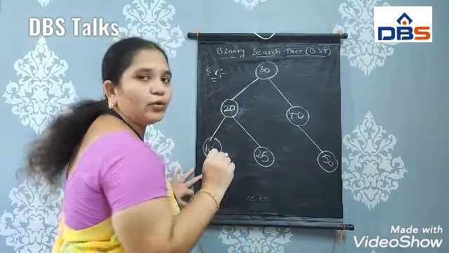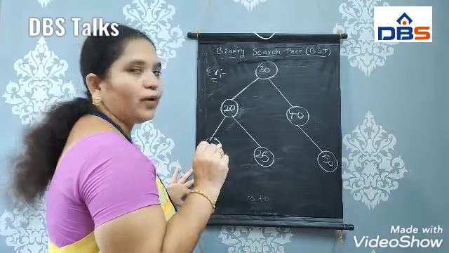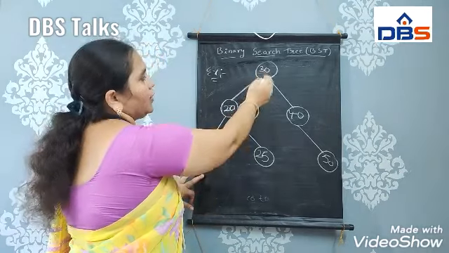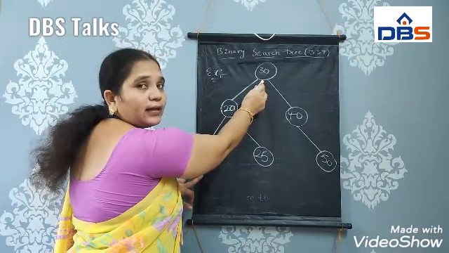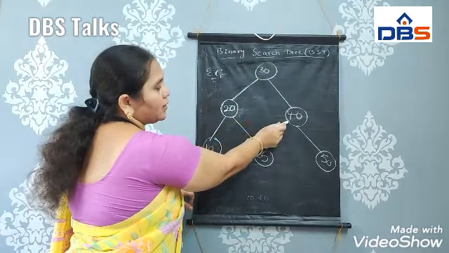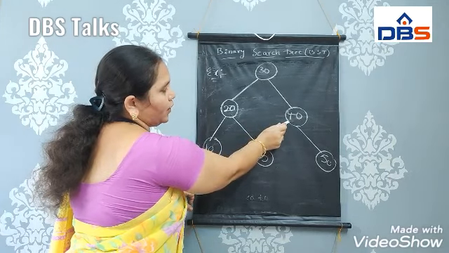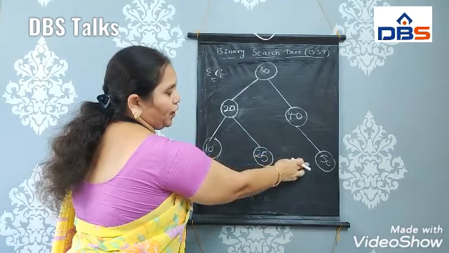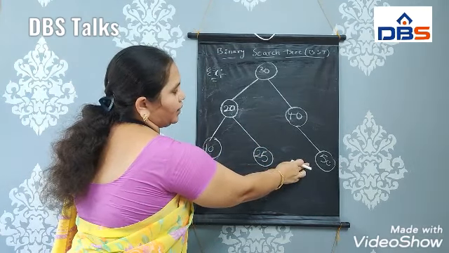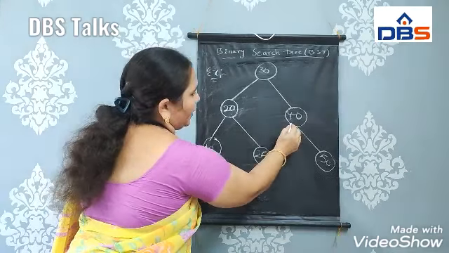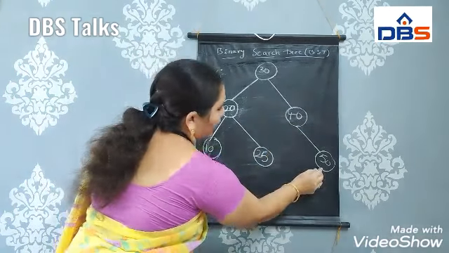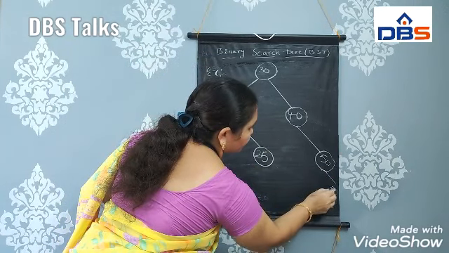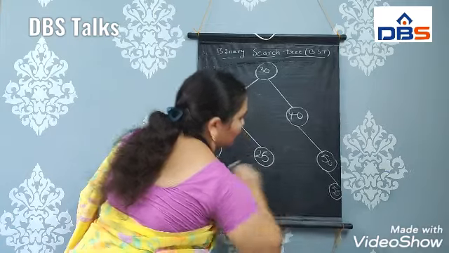Again, I want to include the value 55, where we are going to add the value 55. So now we need to consider the root node 30. Then we are going to consider the 40. Then we are going to consider 50. These are all lesser than 55. That's why we are going to add the value 55 at the right hand side of the 50.